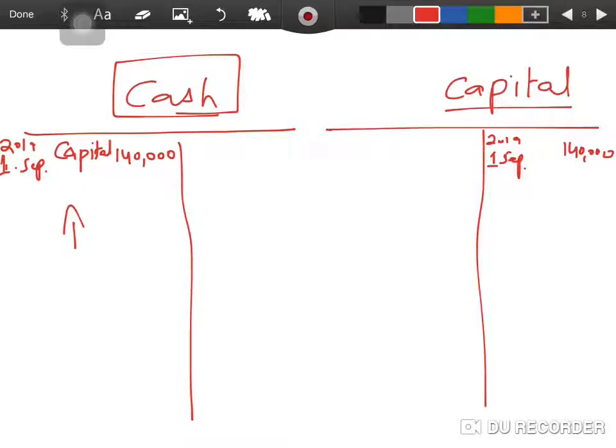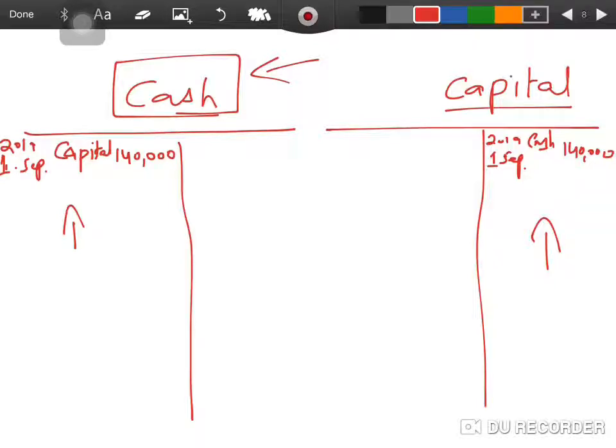Similarly, if I have a look at this transaction, when I credited the capital, the debit entry was done in which T account? Cash's T account. So I am going to write cash here. Okay, so this is how you prepare a double entry or you record entries in T accounts.